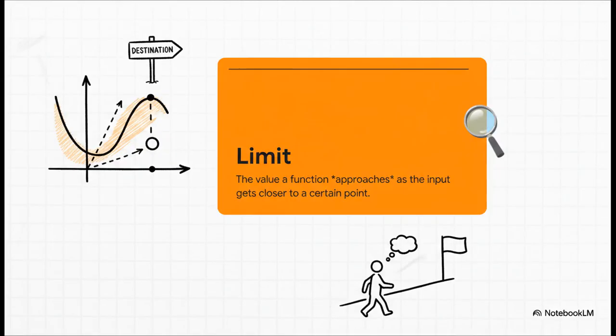And this brings us to a really, really important point. A limit isn't about what the function's value is at a certain spot. It's about what value the function is approaching as you get infinitely close to that spot from both sides. It's all about the destination, not necessarily the arrival itself.